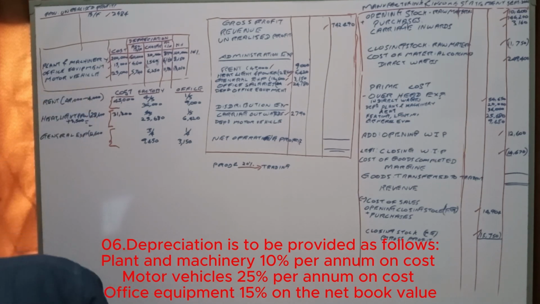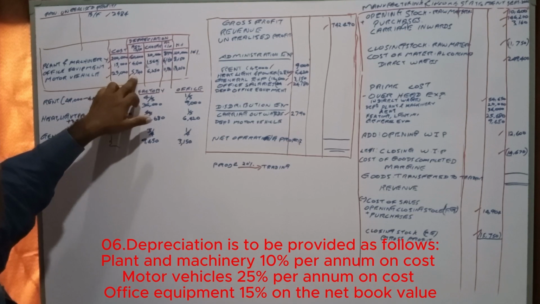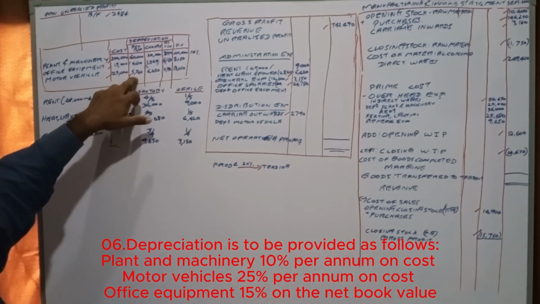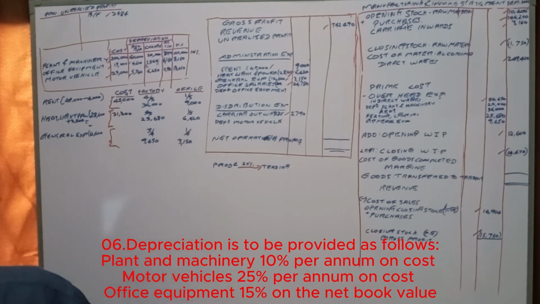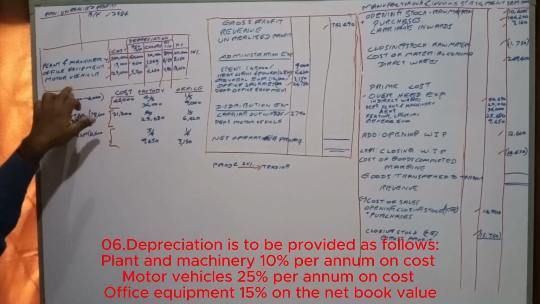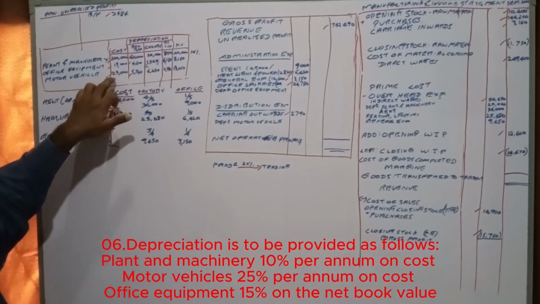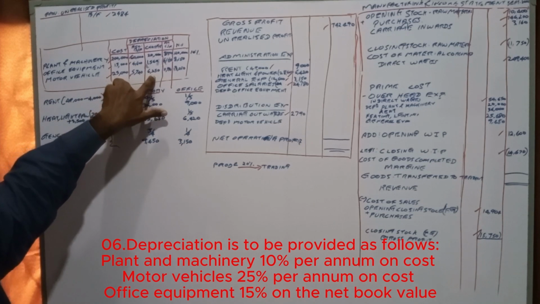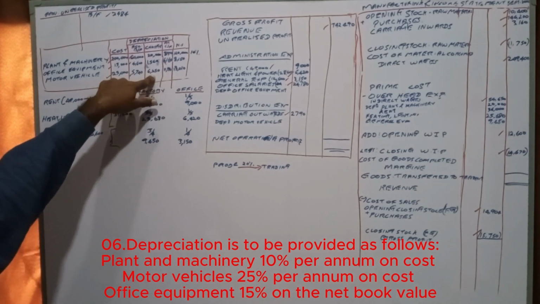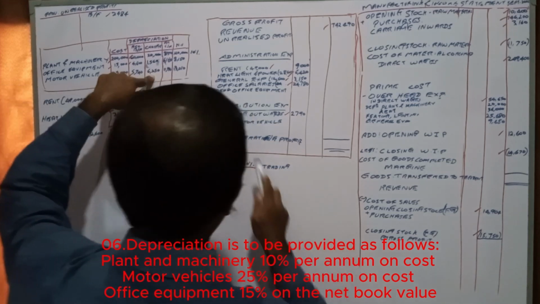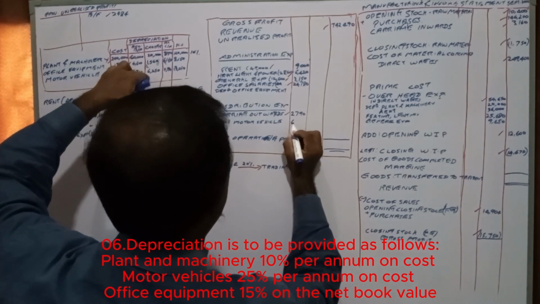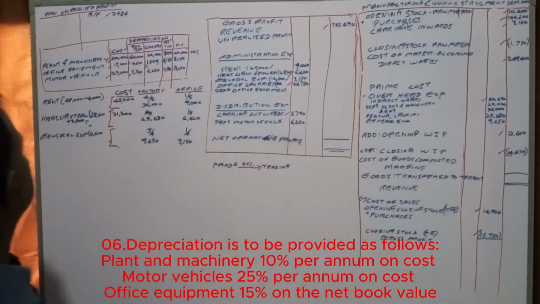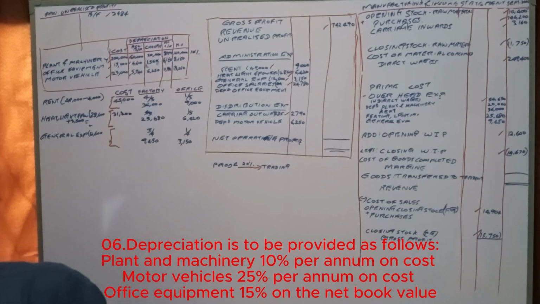Motor vehicle 25% per annum on the net book value, right? Sorry, 25% on cost. 25% on cost means 25,000 into 25%, 6,250. Motor vehicle is normally used in selling and distribution, so selling and distribution, motor vehicle, 6,250 depreciation.